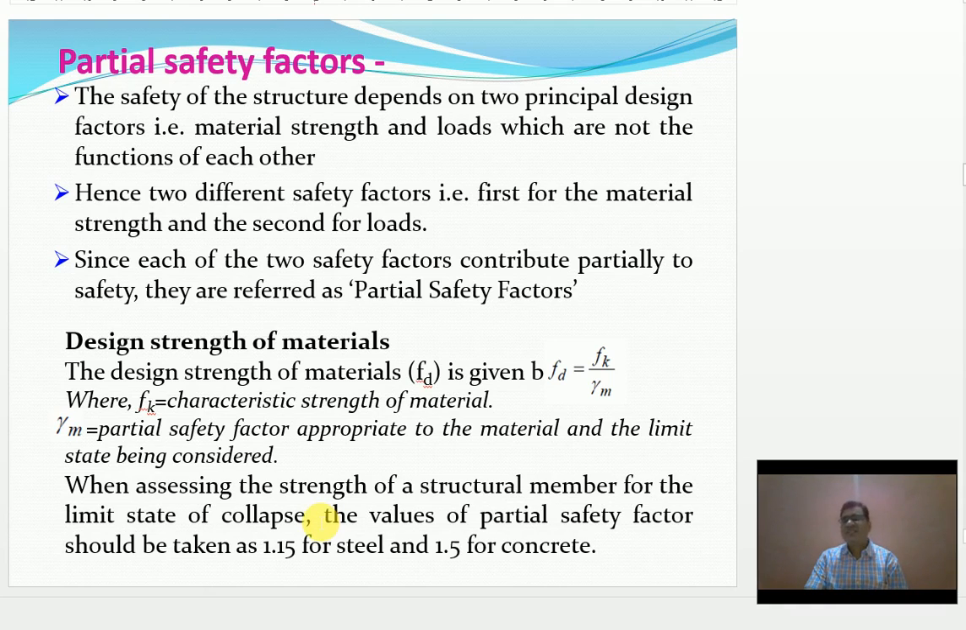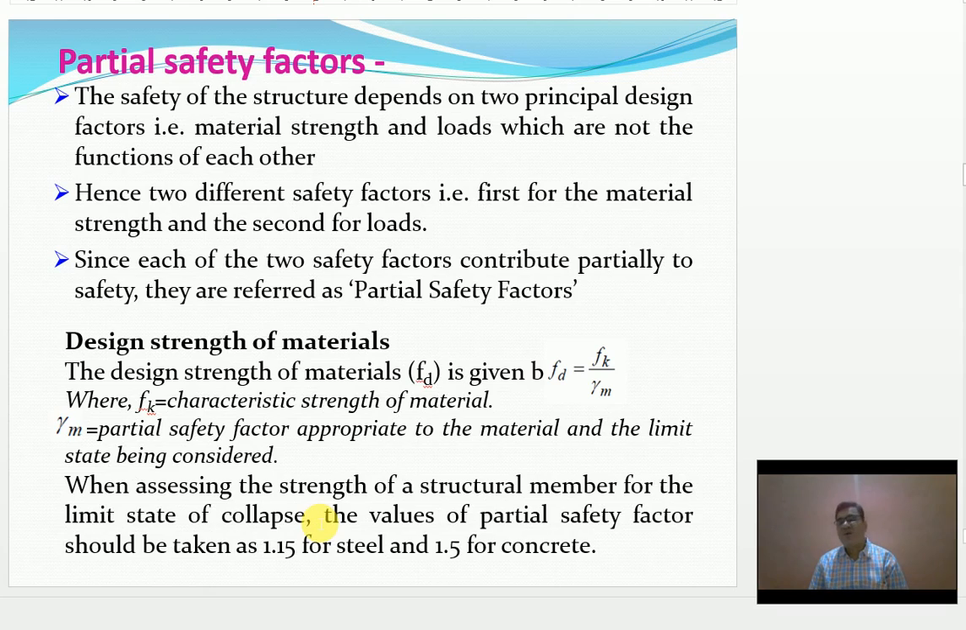Now, the safety of the structure depends on two principal design factors: one is the material strength and the second one is load. When we consider material strength, we have to consider the actual property of the material. If you consider RCC, then obviously steel and concrete, both materials you have to consider. And when you consider loads, obviously dead load, live load, wind load, earthquake. These are different types of loads which you have to consider.